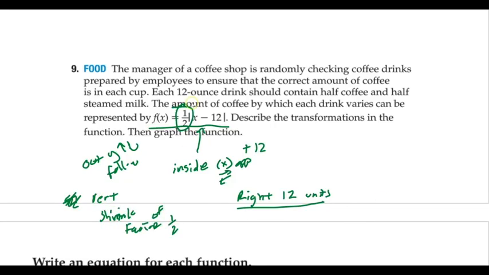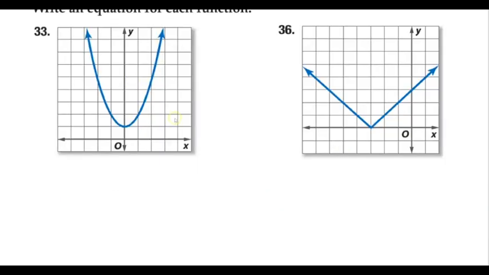Now, if I want to graph it, we'll do a very basic, quick one. To move it right 12, and then this one you can actually do the slope. We'll go up 1 over 2. Up 1 over 2. Look like this. There we go.